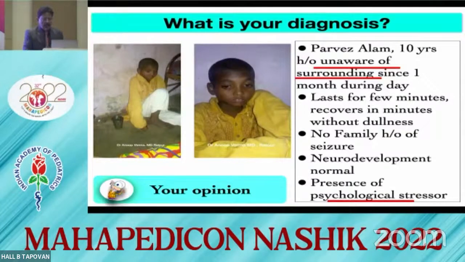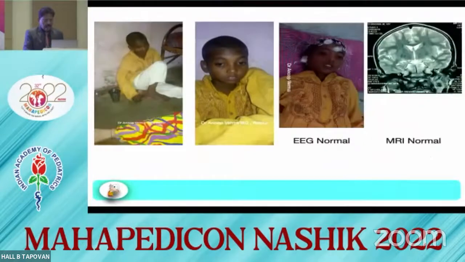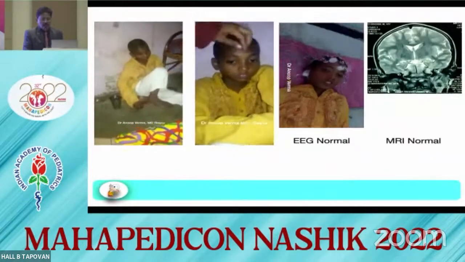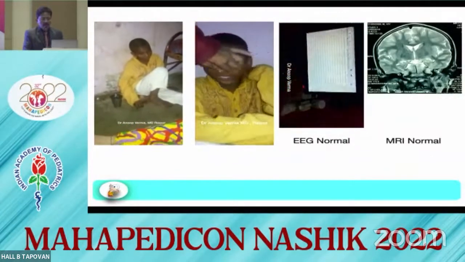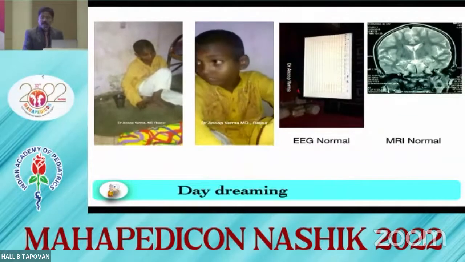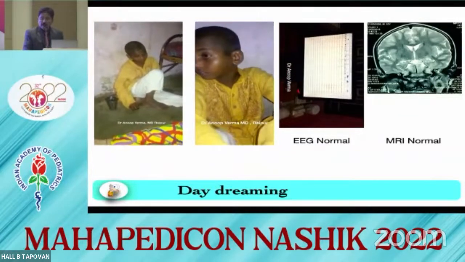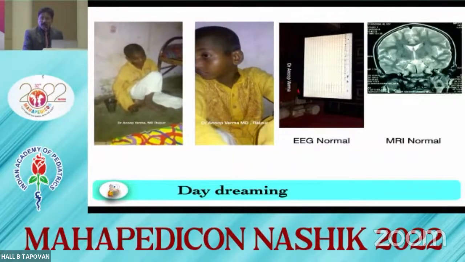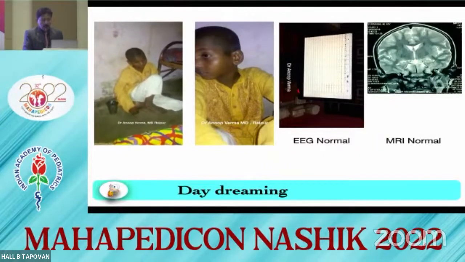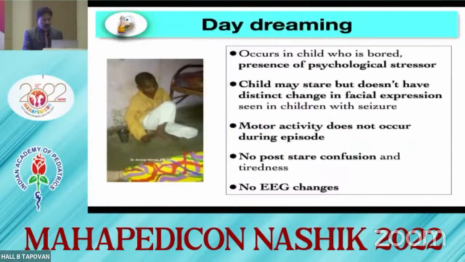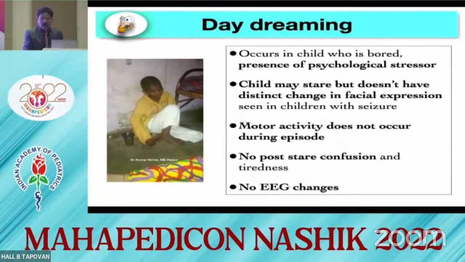This was a classical history. EEG was absolutely normal. You are seeing the EEG; this is normal, MRI normal. This was daydreaming, so everything was normal. He sleeps very well, but all the episodes were in the daytime. So there was a presence of a psychological stressor.